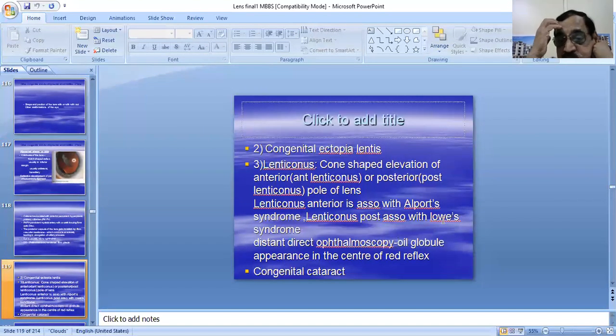And the second one is ectopia lentis, and corectopia, which we have already seen in displacement of the lenses. Lenticonus is a cone-shaped elevation of the anterior or posterior surface of the lens. So this can give rise to some problems. Lenticonus anterior normally is associated with Alport syndrome, and lenticonus posterior is associated with Lowe syndrome. When you do a distant direct ophthalmoscopy in these individuals, there will be an oil globule appearance in the center of the red reflex, and congenital cataract can occur.